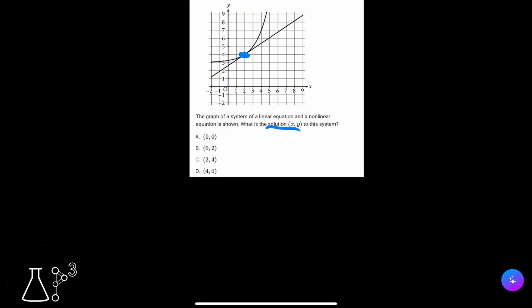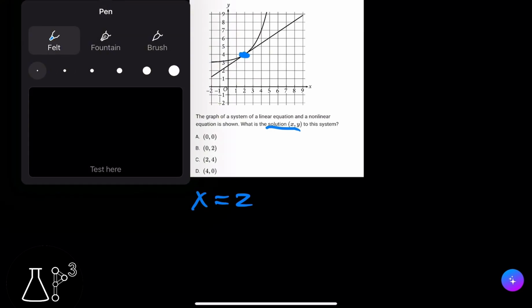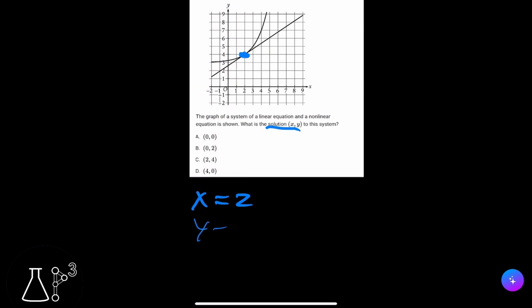So as we can see, our x value, or x, equals 2. Let me make this a little bit less thick. And then y equals 4. So we've got to look for an equation where we have x as 2 and y equals 4, and therefore our answer is C.